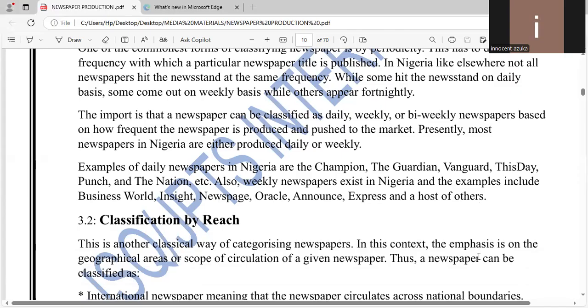Weekly newspapers exist in Nigeria, and examples include Business World, Insights, Newspage, Oracles, Announce, Express, and a host of others.